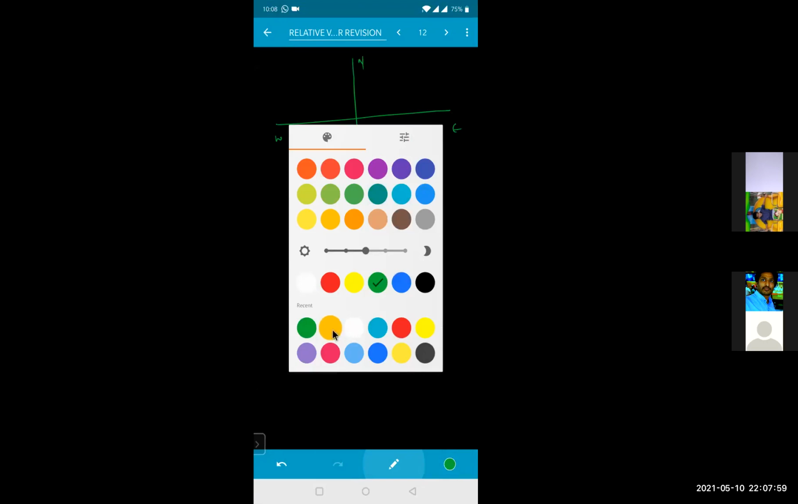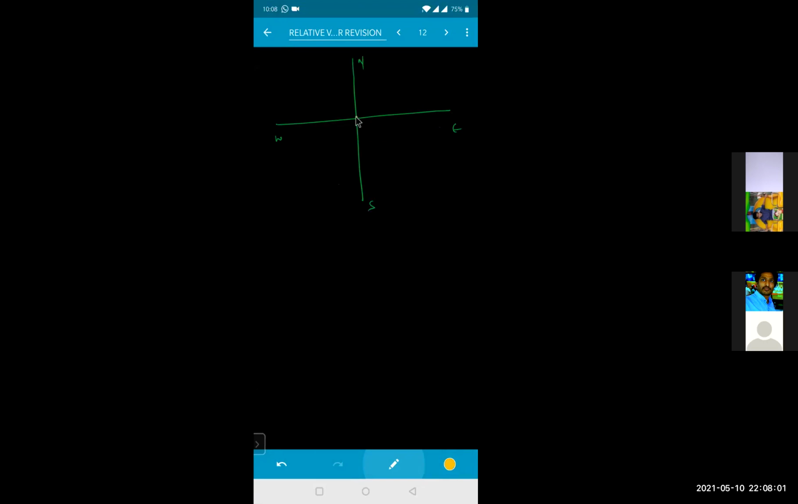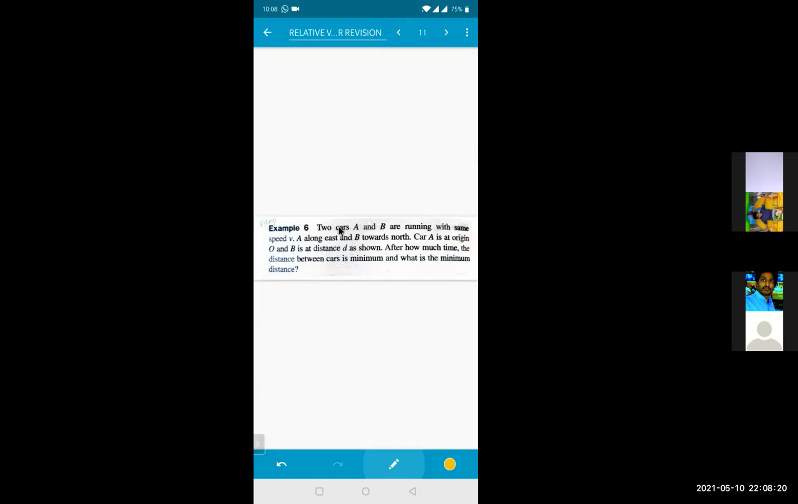Okay. So the first condition, this is your point A, and it is moving towards the east with this velocity V. And here is somewhere your B, and B is moving towards the north like this. Okay. So this is your origin O. So the initial distance between them. Now read the question. Two cars A and B are running with the same speed V. A is along the east and B towards the north.